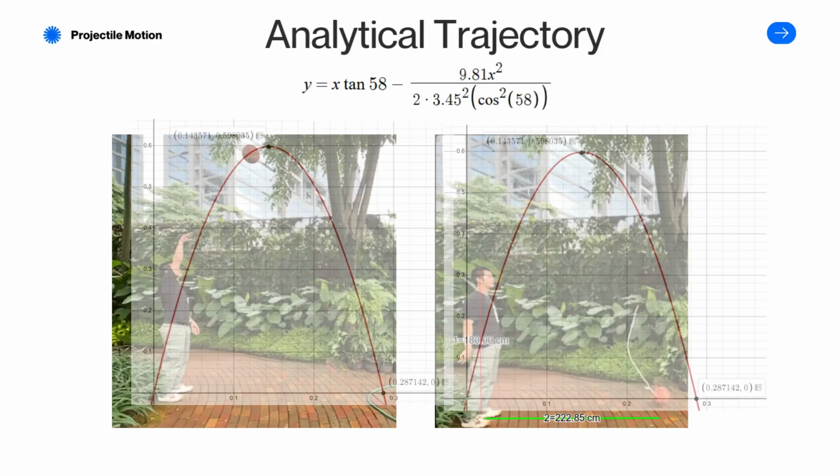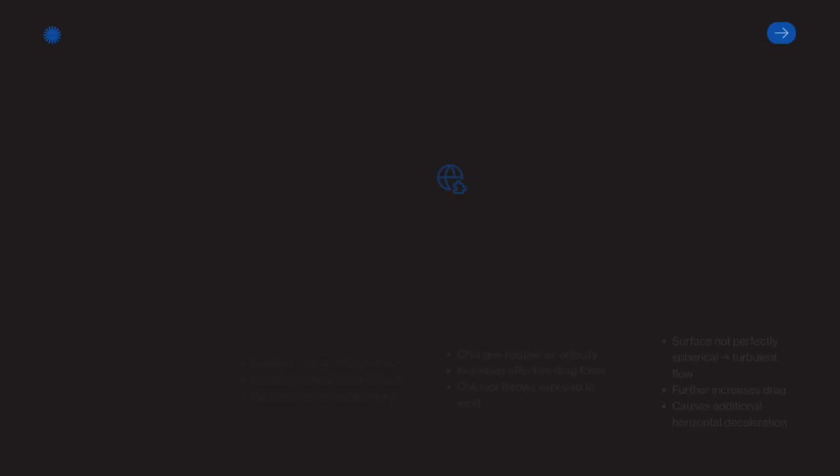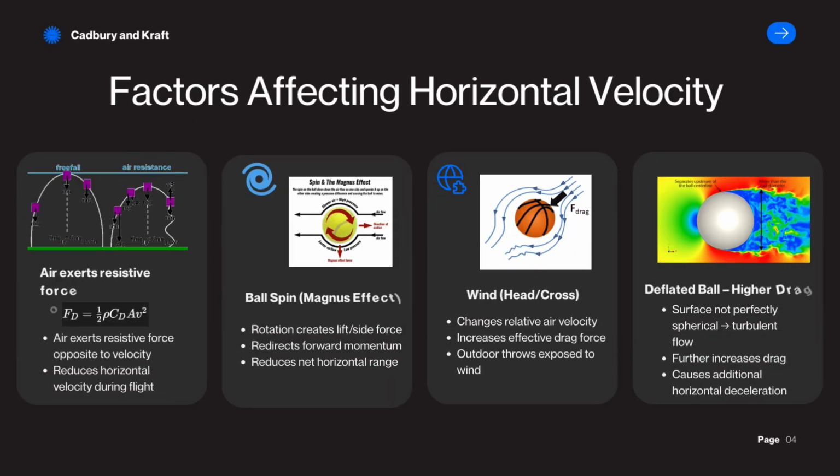So why is there a shortage of the horizontal displacement? This is rooted in the fact that we took the initial assumption that there is no acceleration experienced by the ball in the horizontal component, which in real life is not the case, as there could be multiple factors. First, air exerts a resistive force opposite to its velocity, calculated in the following equation, where the air resists the horizontal velocity of the ball, and thus reduces the horizontal velocity during the flight, and thus decreases the distance that it will travel.